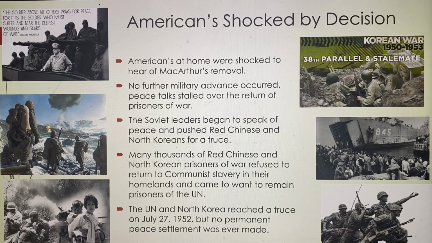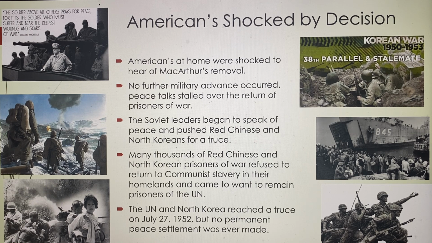America was shocked by this decision. Americans at home were shocked to hear of MacArthur's removal. No further military advance occurred, and peace talks stalled over the return of prisoners of war. So at that point, they stopped their military advances in Korea, and the Soviet leaders began to speak of peace, though, and pushed the Red Chinese and the North Koreans for a truce. So what happened then? The Soviets and the Red Chinese started not getting along. They're both communist. And they pushed for, okay, let's have a truce here. You can see, possibly they didn't want America to get rallied up and put forth a bomb either, right?